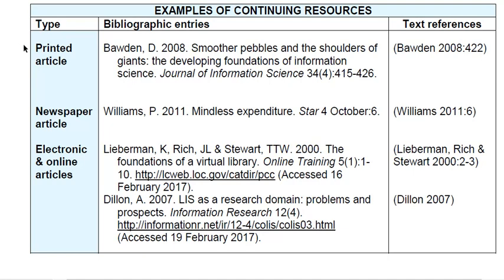Then when we are dealing with a newspaper article, most of us law students tend to deal with newspaper articles, looking for cases and all that, most especially on our SJD. So I just have to do a little touch up on this. It is going to be the author's name and initial, which is Williams P, followed by the year of publication, followed by the title of the article, followed by the title of the newspaper, which is Star in italics, followed by the date, October, page 6. The in-text citation is the surname of the author, the year of publication, and the page number. Just do not forget to write the parentheses.